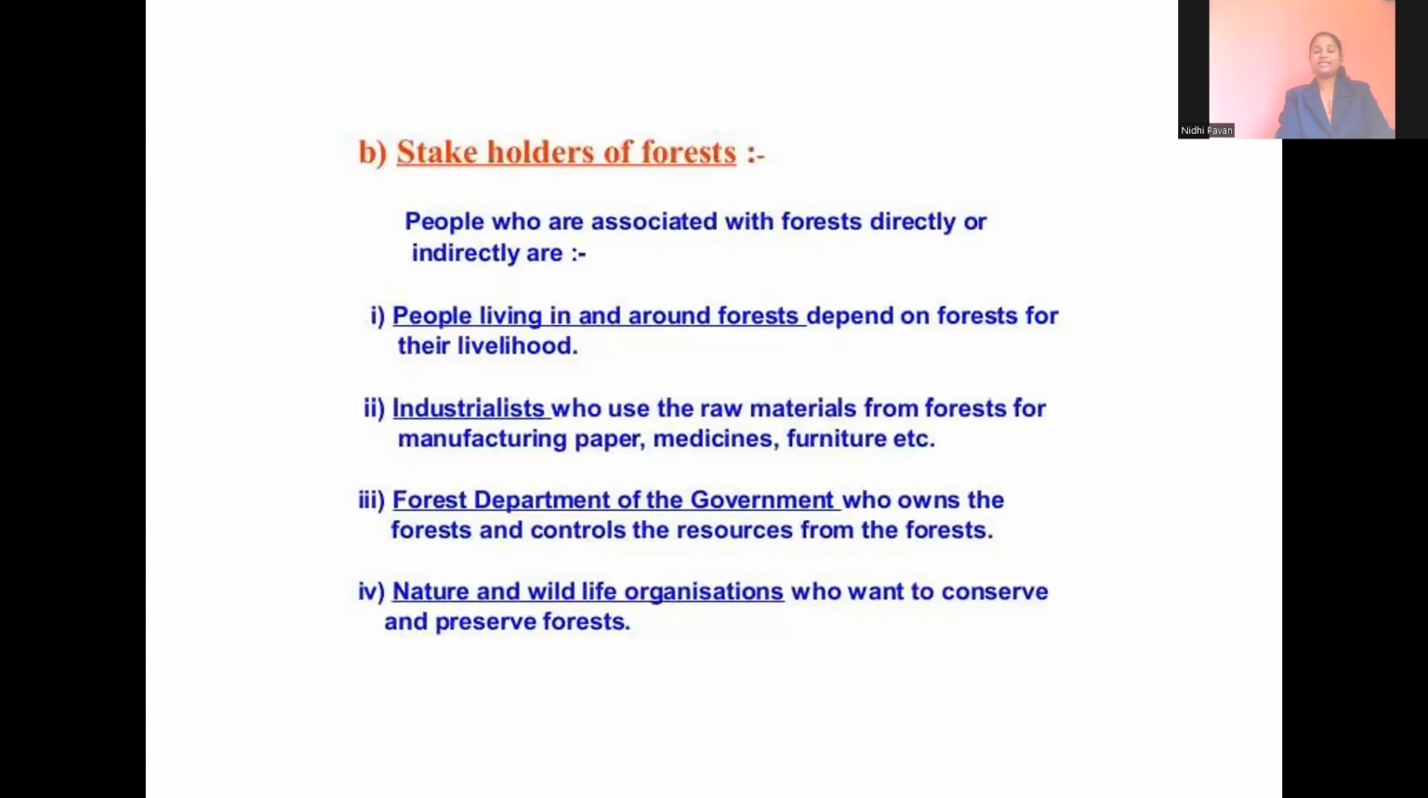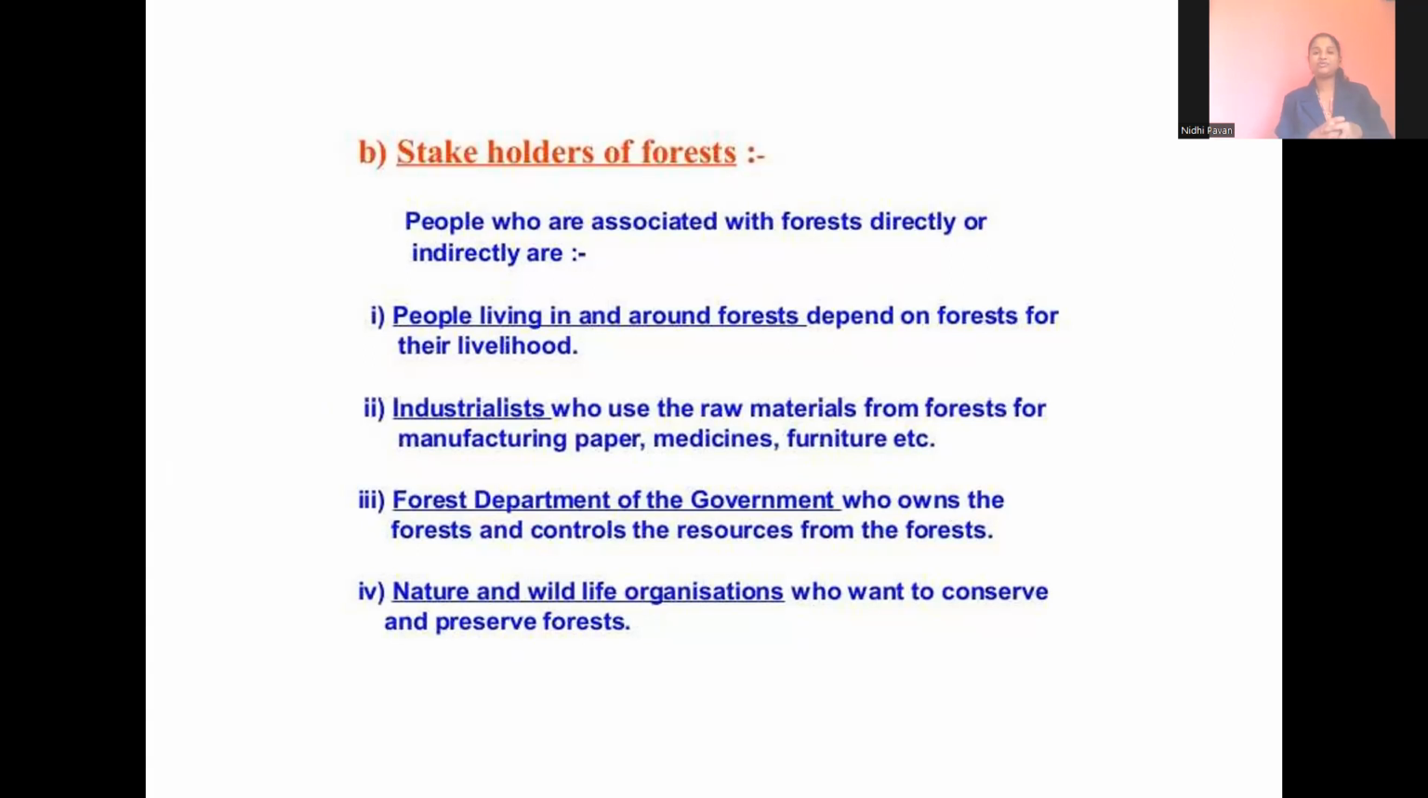The first one is stakeholders of forest, or we can say the people associated with the forest. Those who are directly or indirectly involved are called stakeholders. For example, people living in and around the forest, the tribal people, or the local village people near the forest. So they are all stakeholders of the forest, and they utilize the forest maximum for their livelihood.